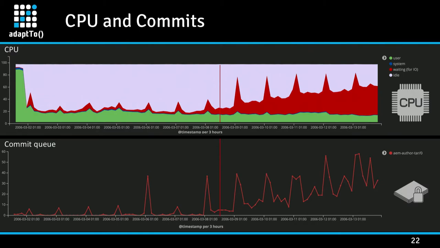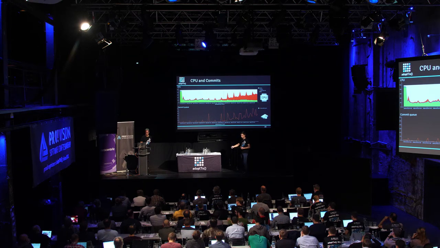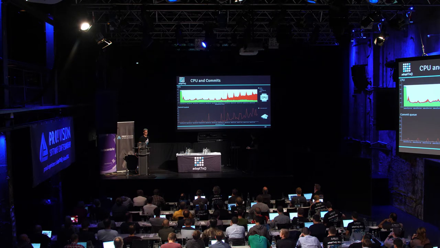The consequence internally inside the TarMK is that the commit queue is going to grow. And this is because commits are processed slower and slower. So they have to pile up in the queue because the throughput is getting worse. So you will see how the commit queue also shows this degradation in performance. And if you're monitoring your commit queue, it should be clearly a sign of alarm, right?